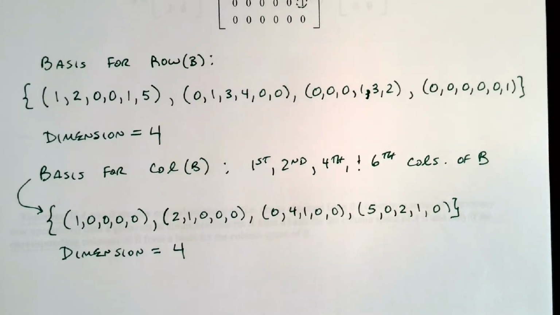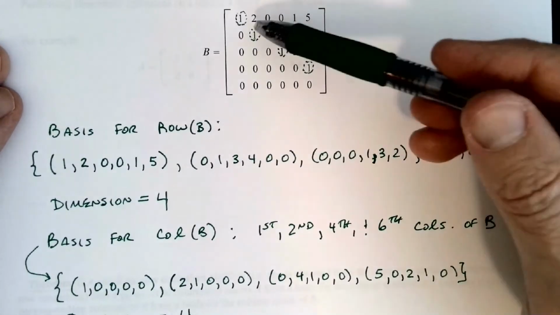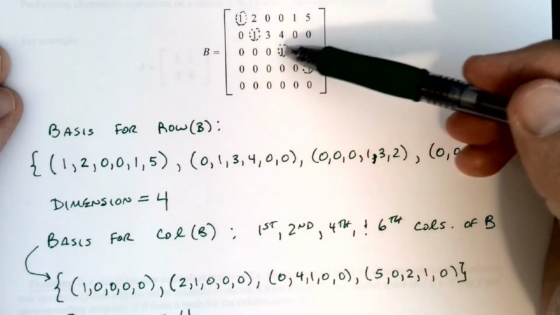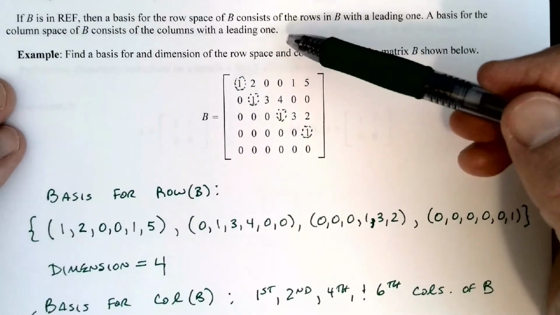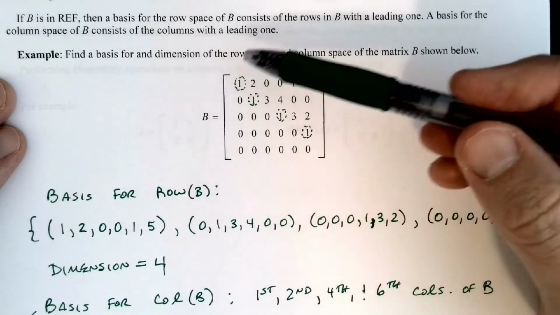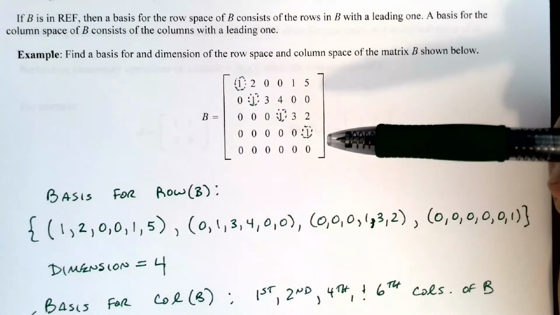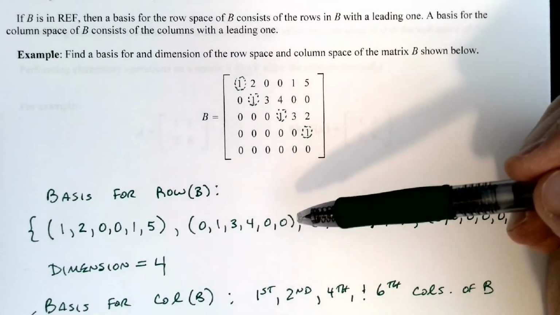Now, one thing you might have observed is that the dimension of these two subspaces was the same. They both were 4. Will that always be the case when we're looking at a matrix that's in row echelon form? You should be able to answer that. Yes, because the 4 is really coming from the fact that there are 4 leading ones. Since the basis for the row space consists of the rows with the leading ones in it, there are 4 rows, and the basis for the column space consists of the columns with the leading ones in them, there are 4 columns. So the dimension for the row space and the column space will be the same if the matrix is in row echelon form.